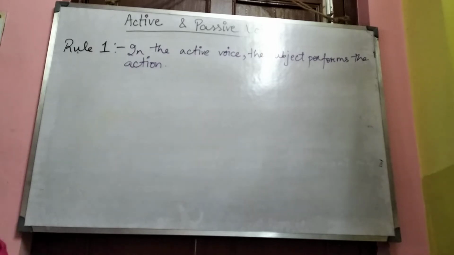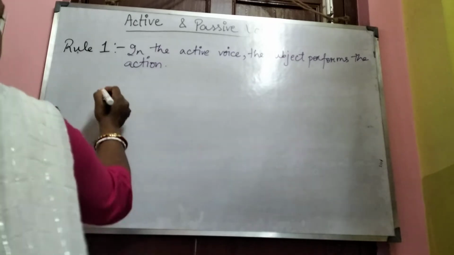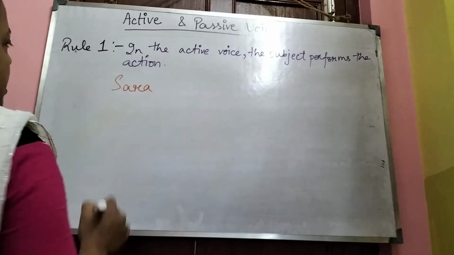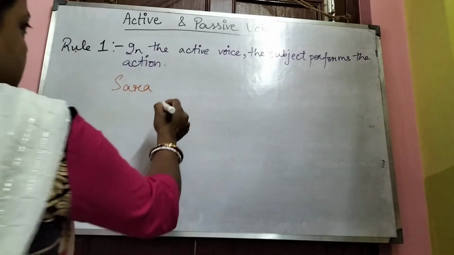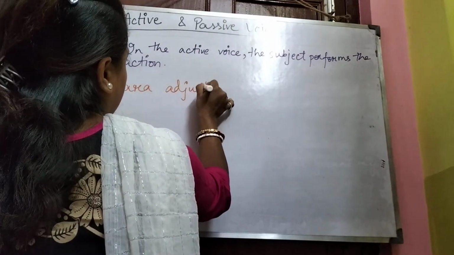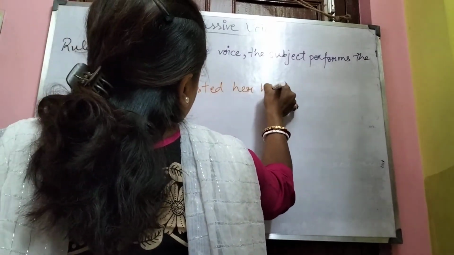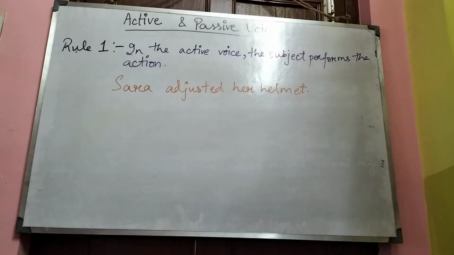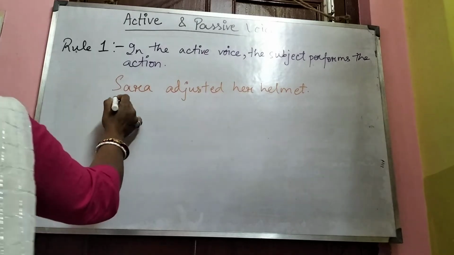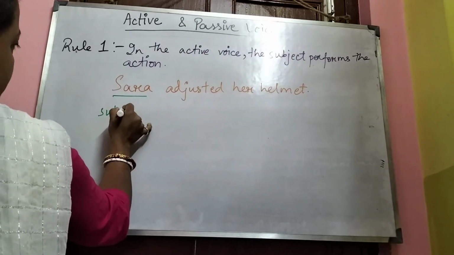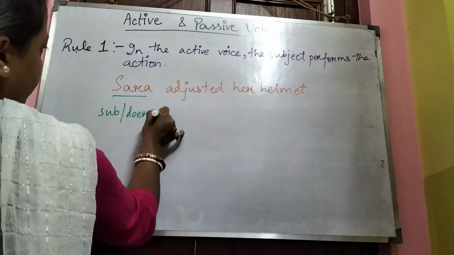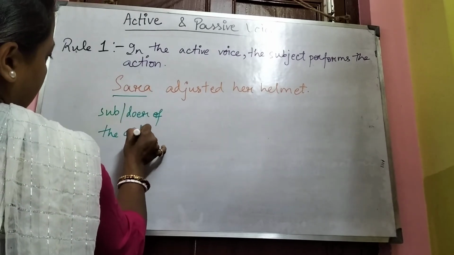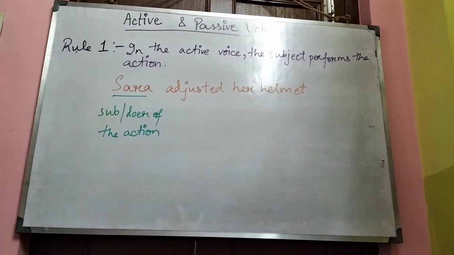Now we will see some examples to understand it. So for example, I am writing: Sarah adjusted her helmet. Sarah adjusted her helmet. Now what do we see here? What is the subject over here? Subject is Sarah. This is the subject or doer of the action.